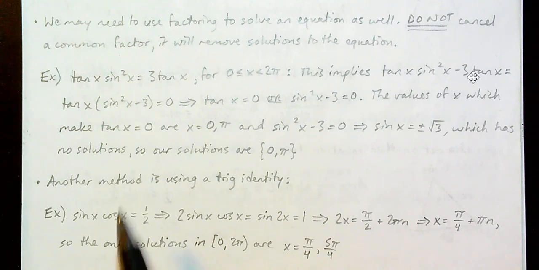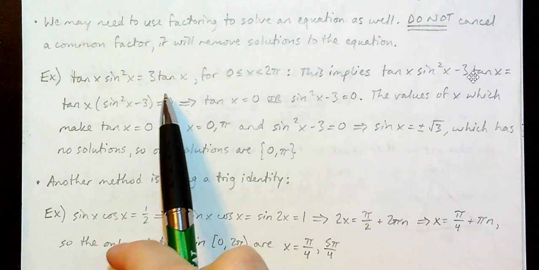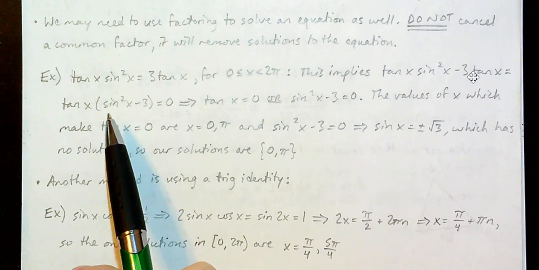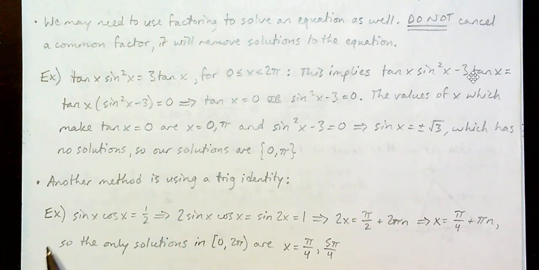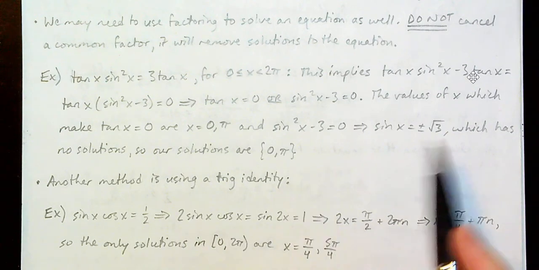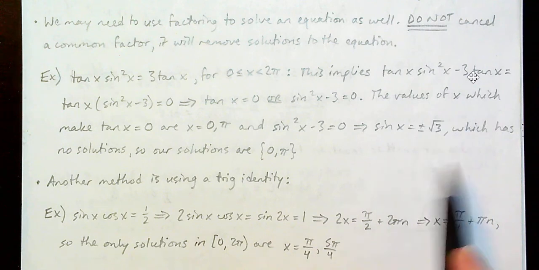What you have to do is you just have to move everything onto one side and then pull out the common factor and then set each factor equal to 0 and then solve for x. And you see here, if you read through this problem, that our two solutions are 0 and pi.